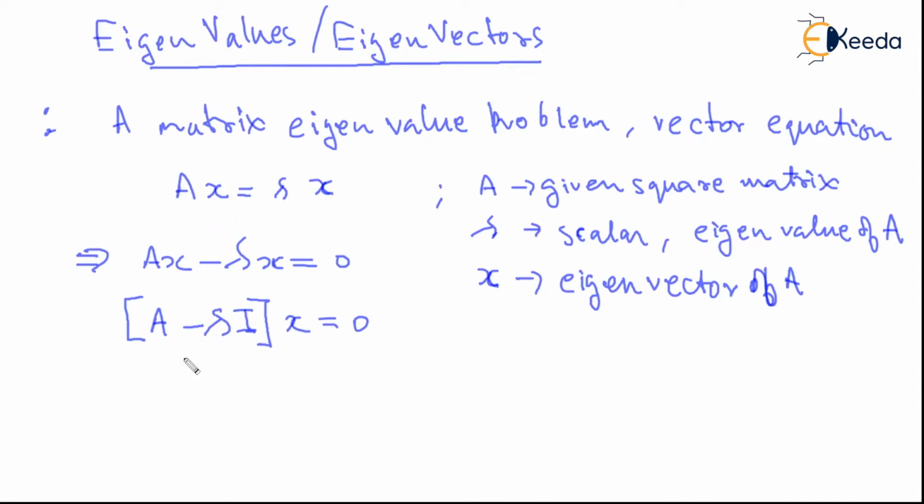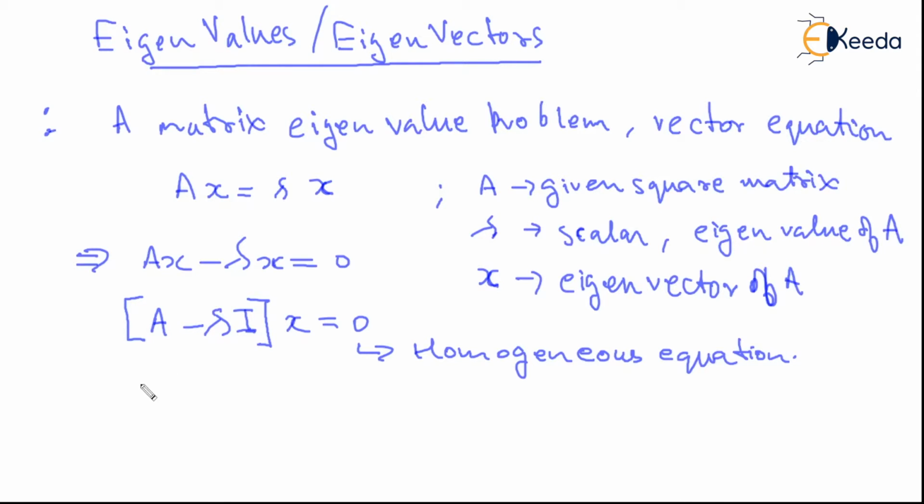And if you see, this is nothing but a homogeneous equation. And this homogeneous equation will have a non-trivial solution. What is the trivial solution here? The trivial solution is that x becomes 0. And for a homogeneous equation, in order to have a non-trivial solution, we need the matrix to be singular, so that the rank of that matrix should be less than n. So what is the matrix here? The matrix is not A now. The matrix is A minus lambda times I.